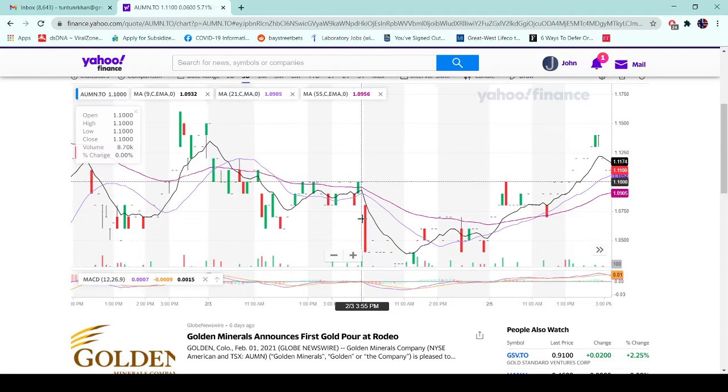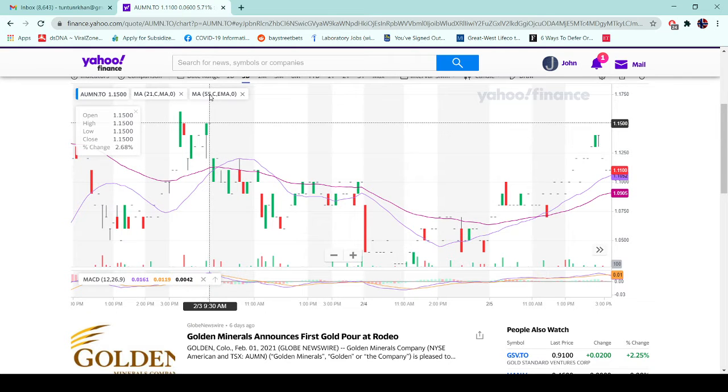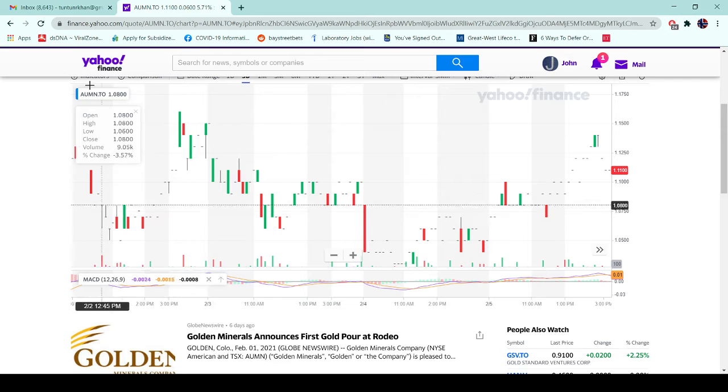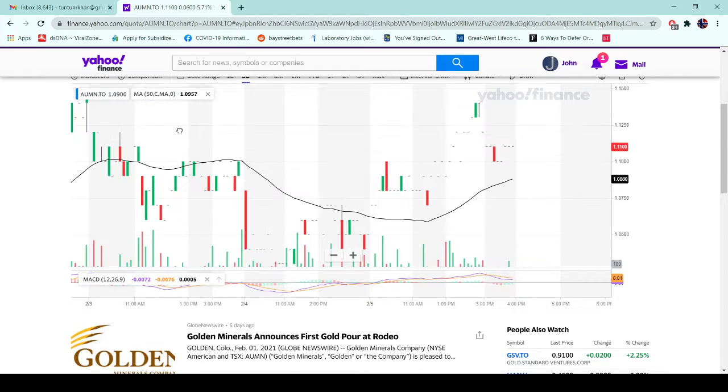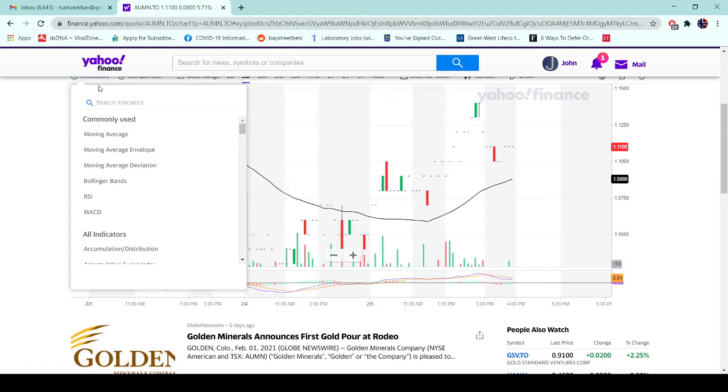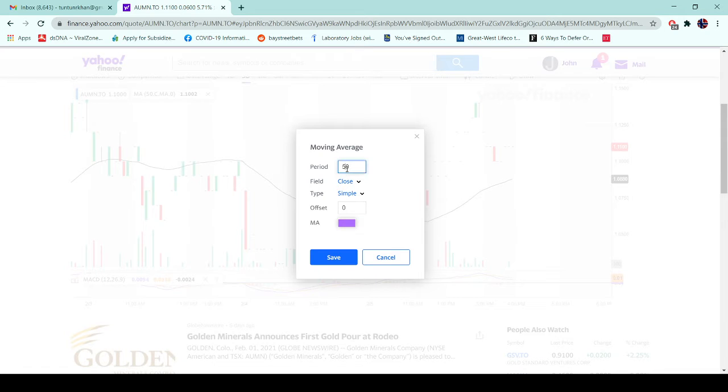So for instance, right here, you don't even need to use all three of these. I'll show you another moving average I use. Let's throw in a simple moving average, a 50 simple moving average. We'll change that to black, and then we'll add another one.